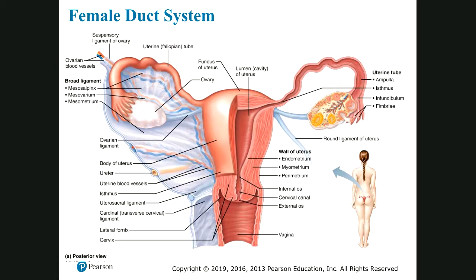And we have the isthmus very close to the uterus. Looking at it, the tube goes from large to very narrow over here. The isthmus is the narrow medial third that empties into the superolateral region of the uterus.